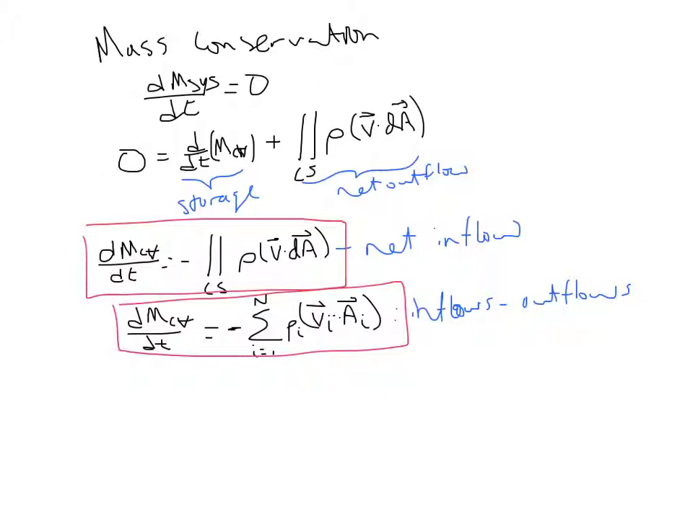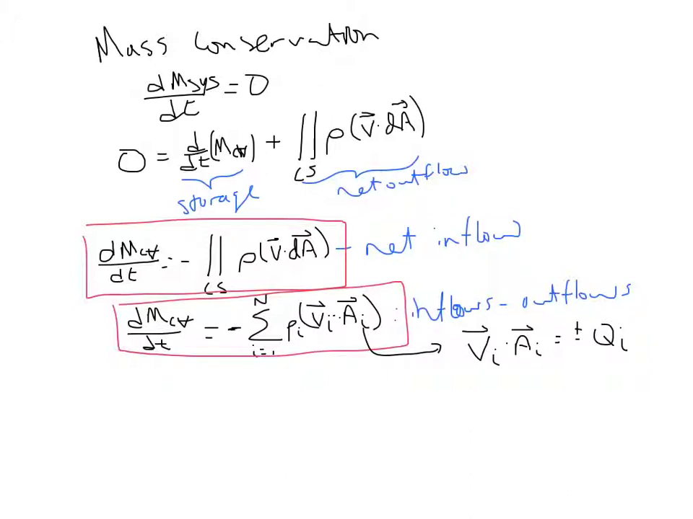And then the last modification that we made was to note that you can write v_i dot a_i as plus or minus q_i, where q is the volumetric flow, where the plus or the minus accounts for the sign of that dot product, where in this convention outflows are positive.